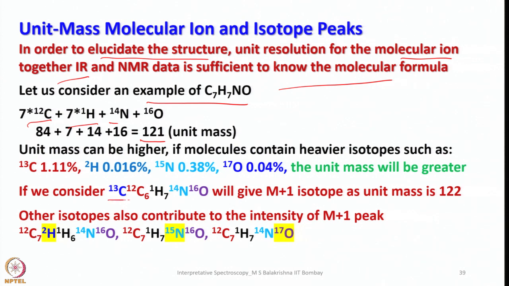If you consider 13C along with 12C, 1H7, 14N, 16O, we will get the M plus 1 isotope, because we are adding one 13C in place of one 12C. So the unit mass will become 122 instead of 121. Other isotopes also contribute to the intensity of the M plus 1 peak. For example, you can also have a combination like 12C7, 2H, 1H6, 14N, 16O, or you can have 15N, 12C7, 1H7, or you can also have 17O. All these will contribute towards the intensity of the M plus 1 peak, where the unit mass will be 122 rather than 121.